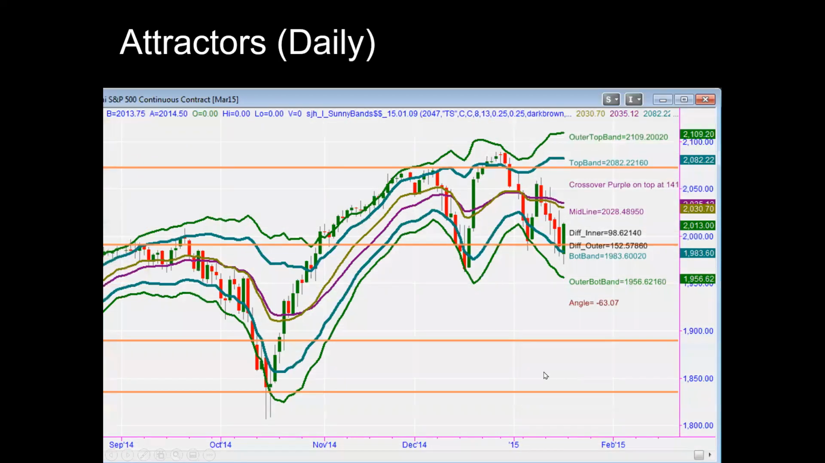Here they are on a daily chart. You can see it comes down, hits the attractor, goes up to this attractor, back down again. So we play attractors over and over again.